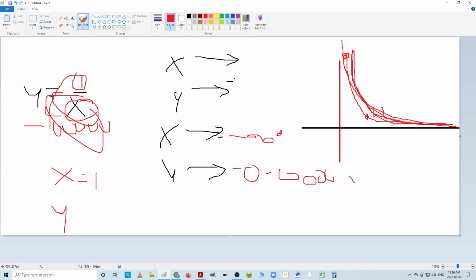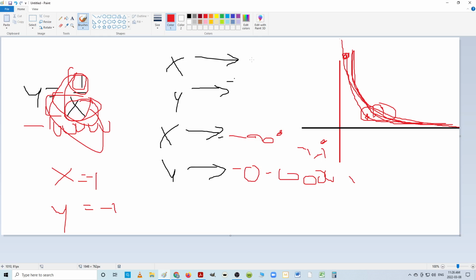What happens when x is negative 1? 1 over negative 1, y is negative 1. So when x is negative 1, y is negative 1. So we'll have a point right here every time. And these are the 2 points you should memorize: (1, 1) and (negative 1, negative 1).